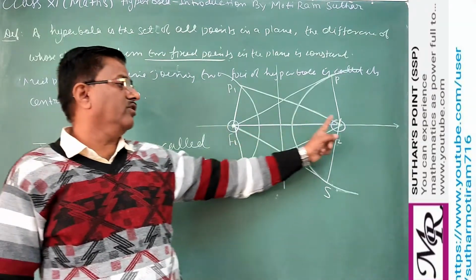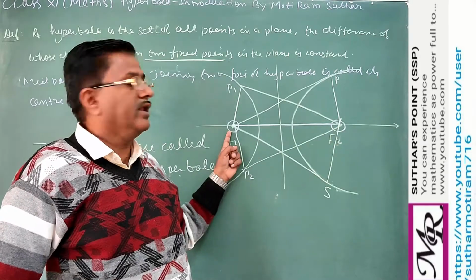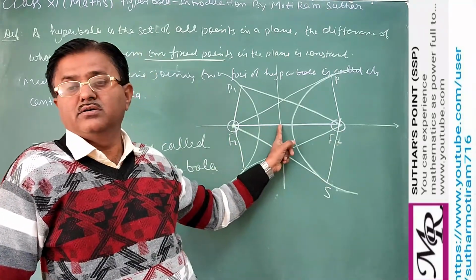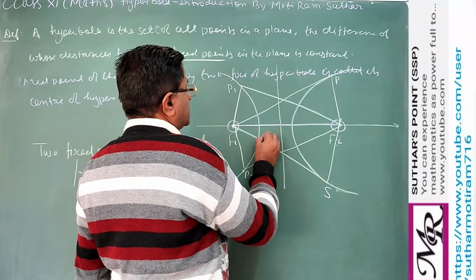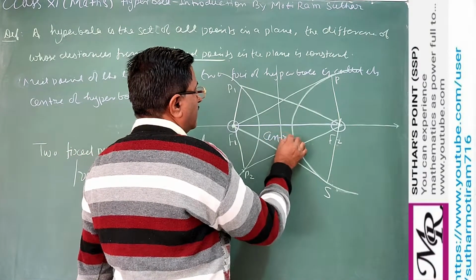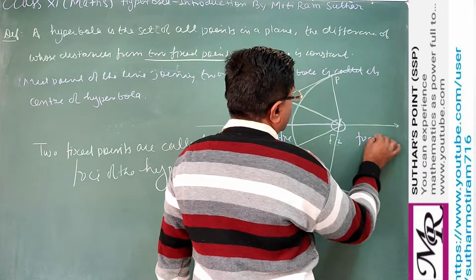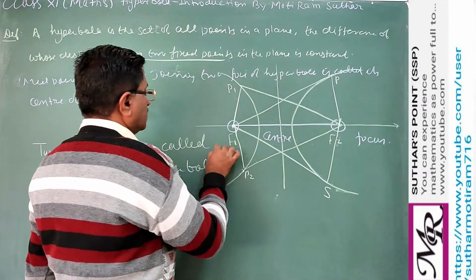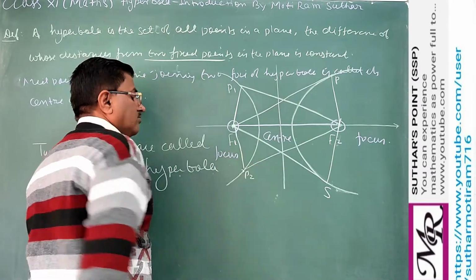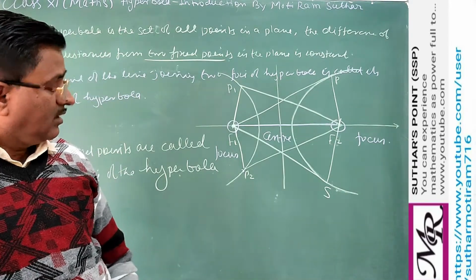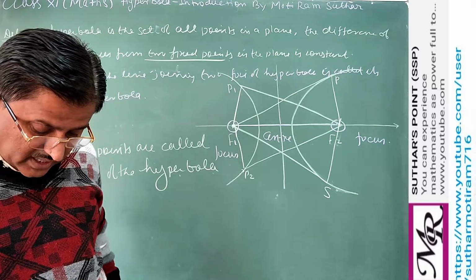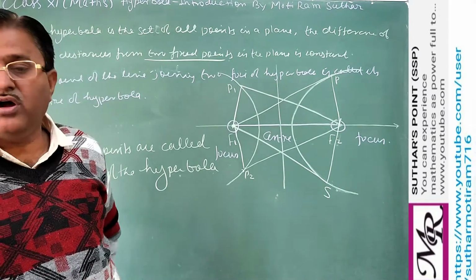जो ये F1 और F2 है, इन दोनों को मिलाने वाली लाइन का midpoint is called as a center. So this is the center. Clear? This is a focus and this is also a focus. We can say two foci are there.